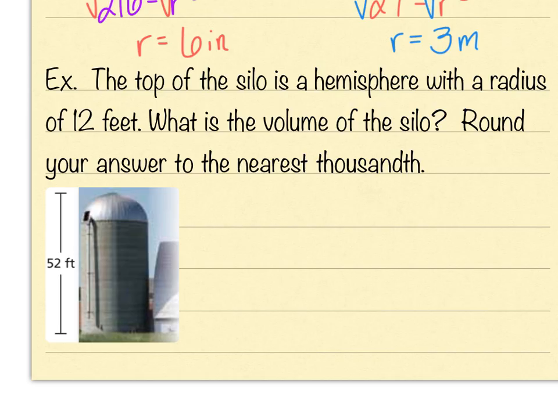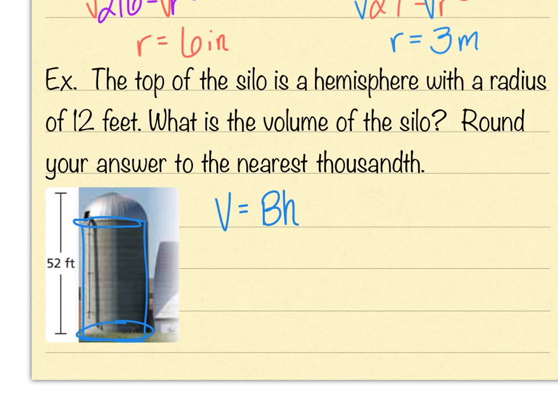All right, the next problem says the top of the silo is a hemisphere with a radius of 12 feet. What is the volume of the silo? So we've got this silo, which has a cylinder part to it, cylindrical there. And then we've got the top of it, which is a hemisphere. So let's do the cylinder first. We know that the formula is volume equals area of the base times the height for the volume of the cylinder.